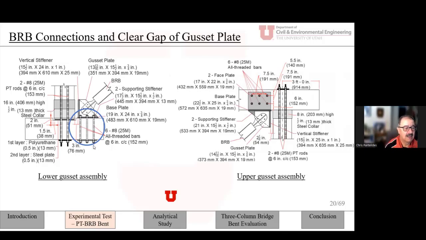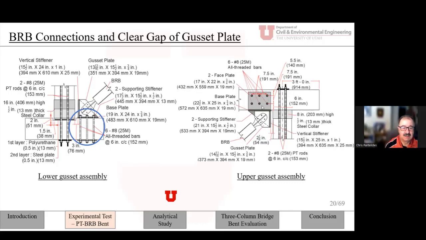Up here at the top, at the cap beam, we have bolts, all threaded bars that go through the cap beam. And again, we have the vertical stiffener, which is necessary to prevent buckling of the gusset plates. We also had 2 additional stiffeners to make sure that the gusset plates do not buckle. And here we had a gap of 2 1/8 inches. Both of these gaps were more than sufficient to ensure that when the columns were rocking, they would not touch the vertical stiffeners.